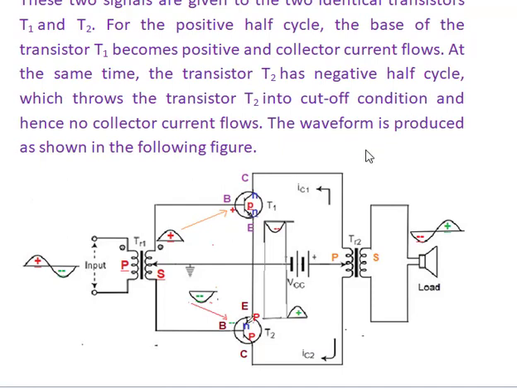At the same time, transistor T2 has a negative half cycle. So a negative potential is given to the base of transistor T2. It is a PNP transistor, the base is N-type material, and a negative voltage is given here.